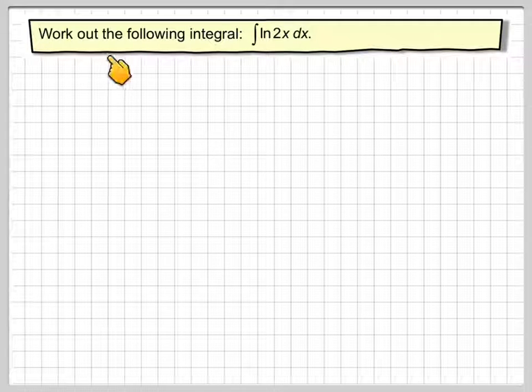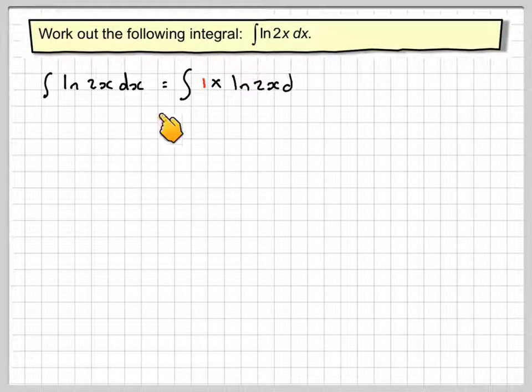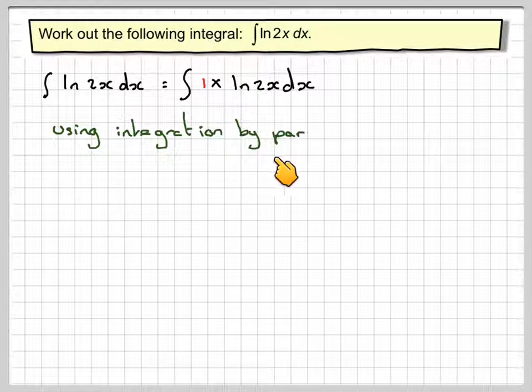So in this video we're going to work out the following integral, the integral of ln of 2x dx. To do this type of integral you need to think of this as the ln of 2x times 1 dx, and then you have to use integration by parts.